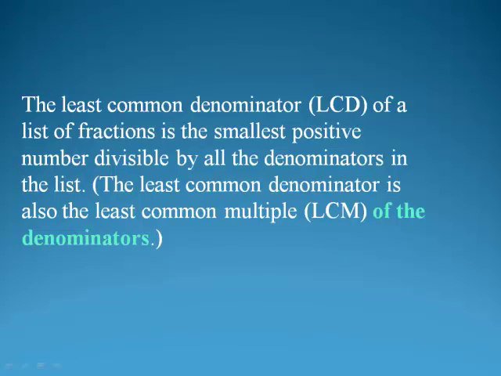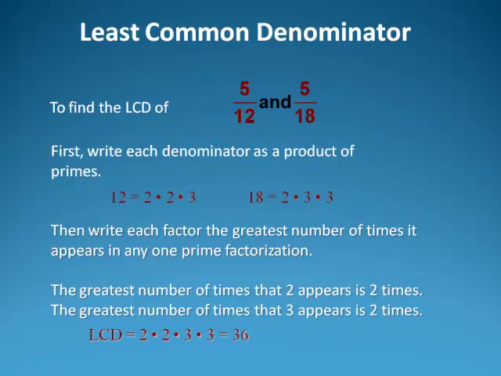So the least common denominator of a list of fractions is the smallest positive number divisible by all of the denominators in the list. The least common denominator is also the least common multiple of the denominators. So that's a lot of terminology that a lot of times students get thrown at them. Really, it's basically the same thing.